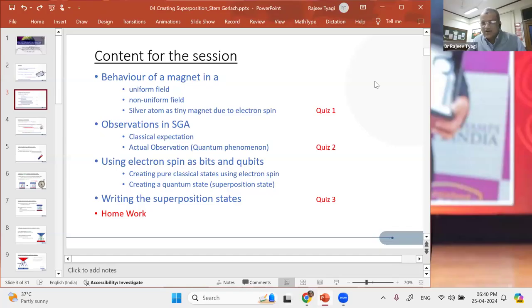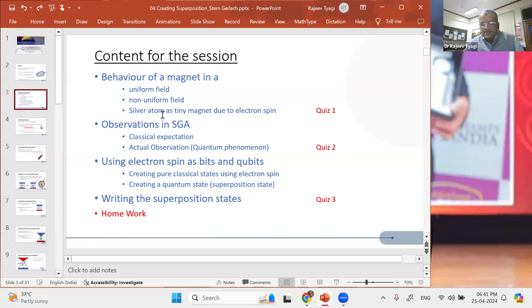To try that homework out. So the content for the session would be that we'll first talk about the behavior of a magnet in a uniform field. And we'll set up some very important concepts which we will be needing for the remaining session. So behavior of a magnet in a uniform field. Then we'll see the behavior of a magnet in a non-uniform field. That's where we'll see that the deflection occurs and you can separate out spin up and spin down states.